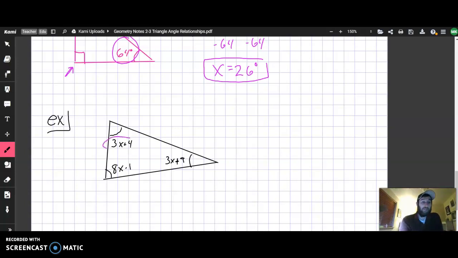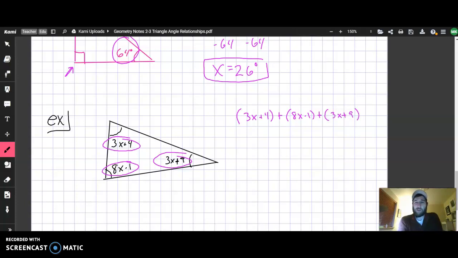So this is an angle, 3x plus 4. This is an angle, 8x minus 1. And 3x plus 9 is an angle. So when we go to set up our equation, we're still adding together our three angles. We're adding together our first angle, 3x plus 4. We're adding up our second angle, 8x minus 1. And we're adding our third angle, 3x plus 9.